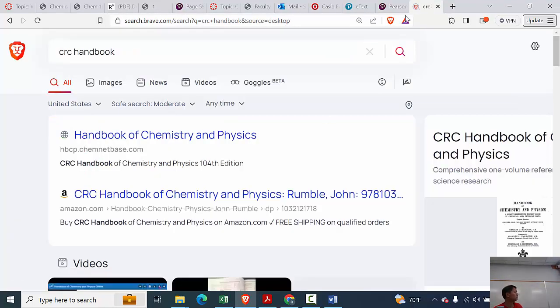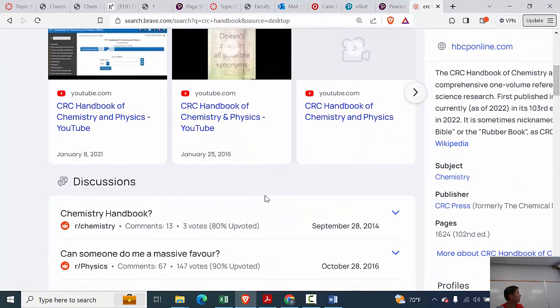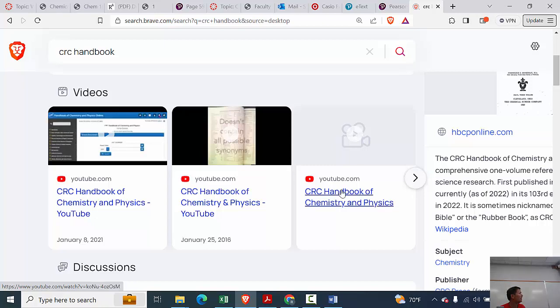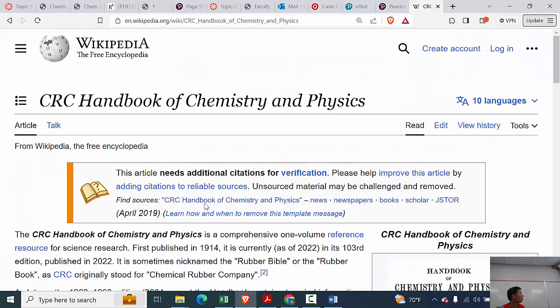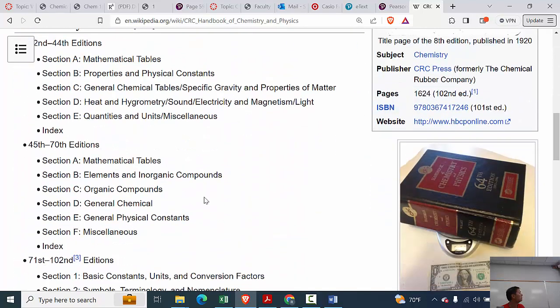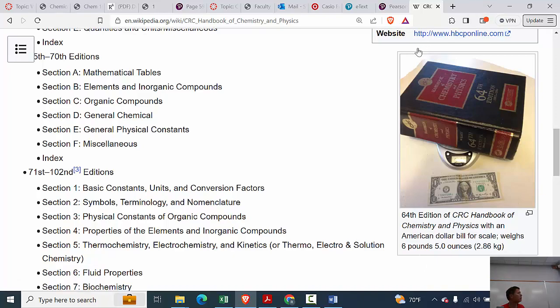In fact, I ended up buying one. It was like $200. But I got a special discount. If you go to the ACS meetings, they give you a really good discount on the CRC. So I have the old edition of this. This is updated every year, you know. I think I have the 80-something edition, something like that. This is what it looks like. How much does it weigh? It weighs 6 pounds. It's just full of data tables. There's a lot of thermodynamic data in there.